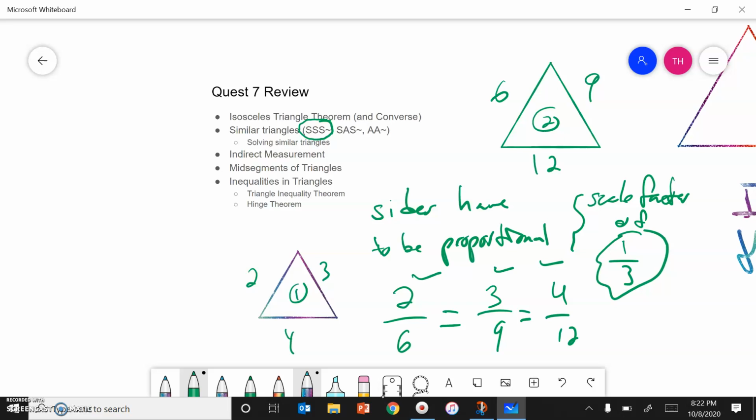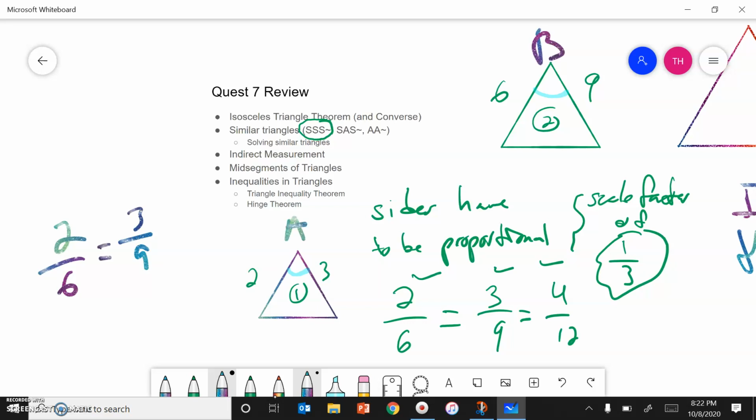For side-angle-side, you have to have something that looks kind of like that. But they have to also give you the measure of an angle, and the angle would have to be what we call the included angle. So in this case, it's not the angle between two congruent sides, but between two proportional sides. So yes, I still have 2 over 6 equals 3 over 9. But now I also have that angle A equals angle B. So the triangles are similar by side-angle-side similarity, because I still have two sides that are proportional and the angle in between.